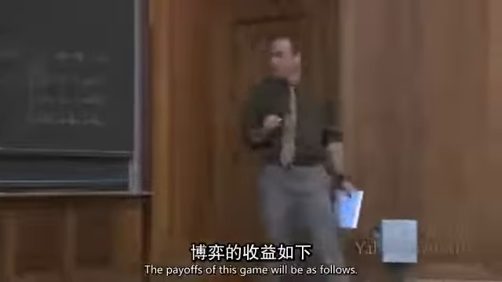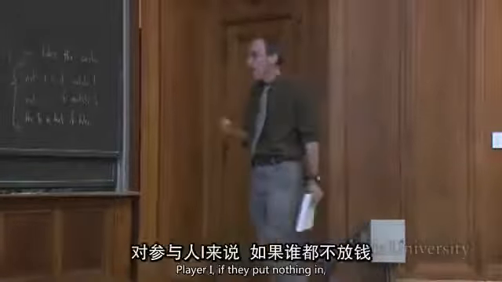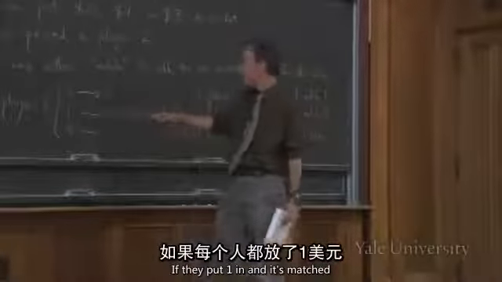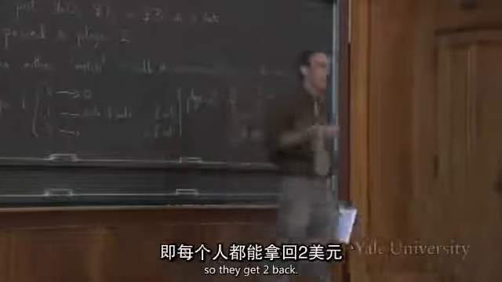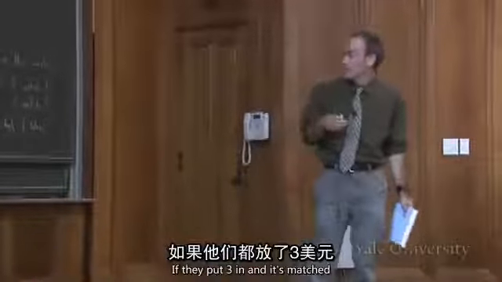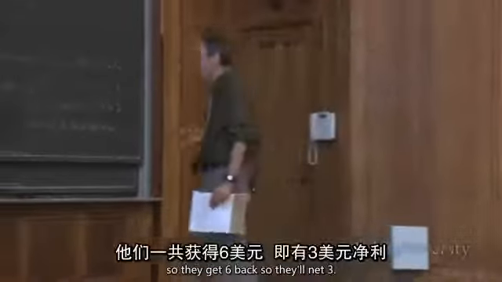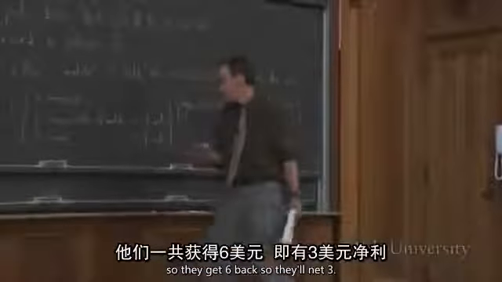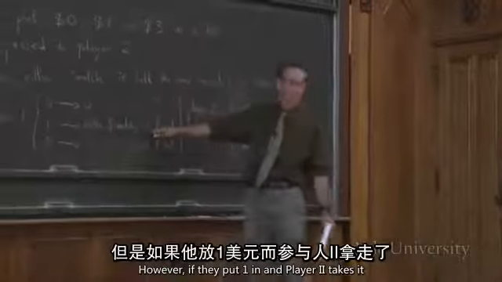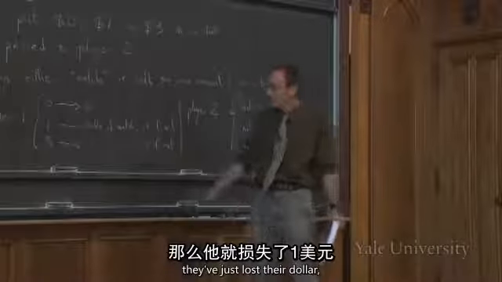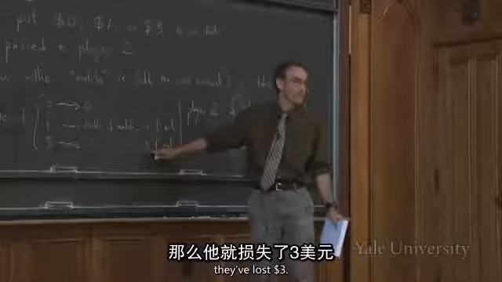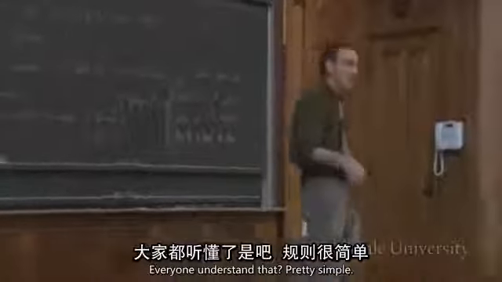All right, the payoffs of this game will be as follows. Player one, if they put nothing in, they're not going to get anything. If they put 1 in and it's matched, then they double their money, so they get 2 back. If they put 3 in and it's matched, they get 6 back, so they'll net 3. However, if they put 1 in and player 2 takes it, they've just lost their $1. And if they put $3 in and player 2 takes it, they've lost $3. Right, everyone understand that? Pretty simple.